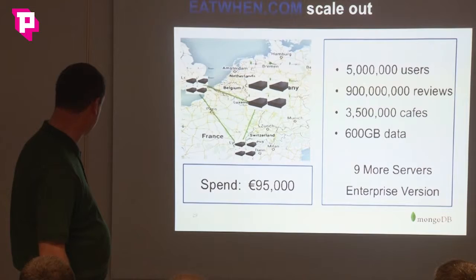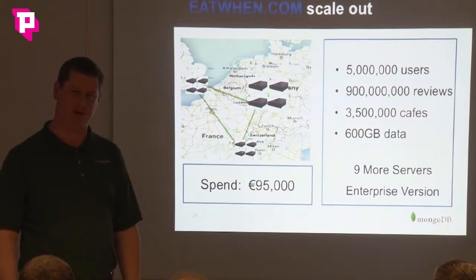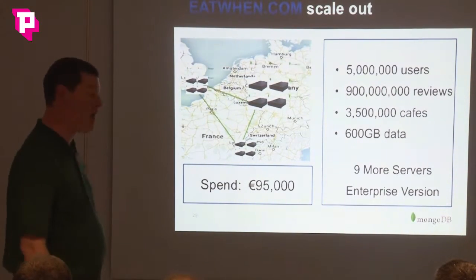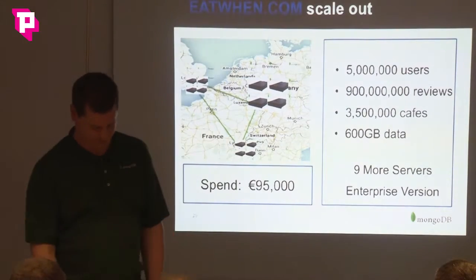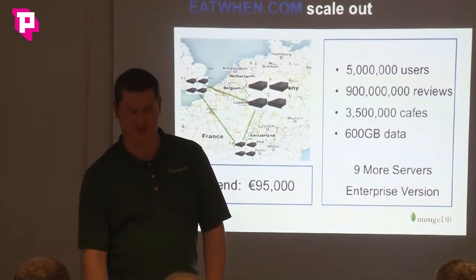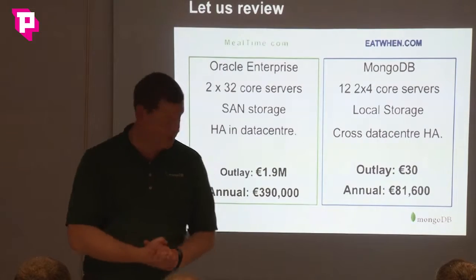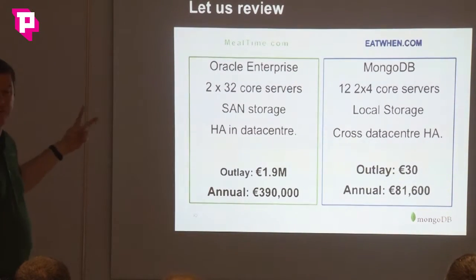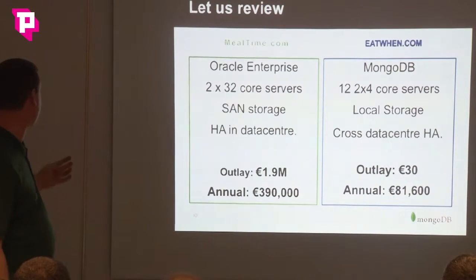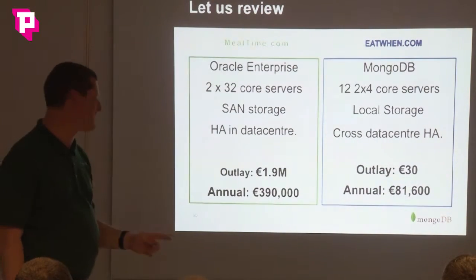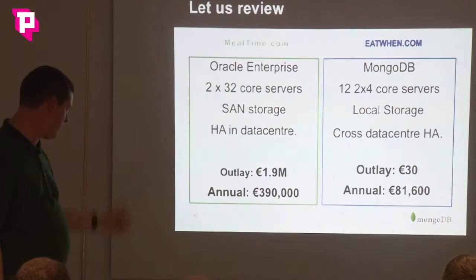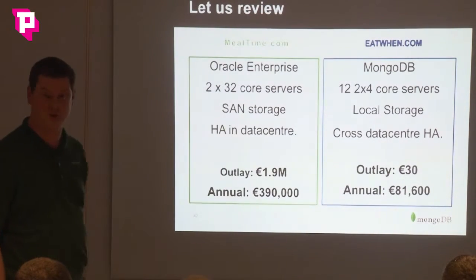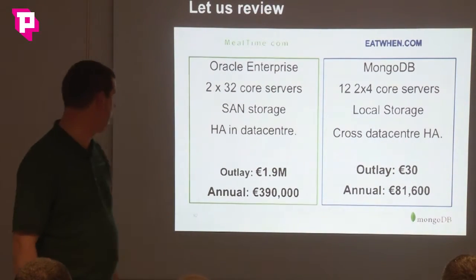Okay, so Oracle, same position, 1.9 million. MongoDB, 95,000. Yeah, there's some money here. So let's review that. As I said, Oracle Enterprise has 2 servers, they each have 32 cores. It's got SAN storage, it's got high availability in the data center. They've spent $1.9 million today, and they're paying $390,000 for it.